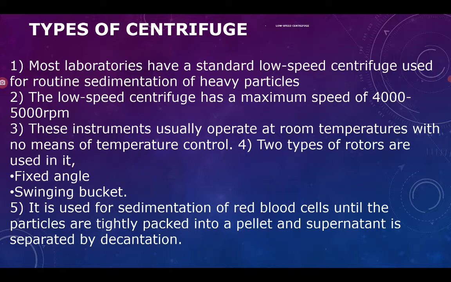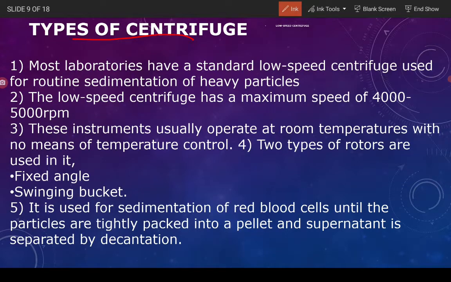Now types of centrifuge. The first is the low speed centrifuge. Most laboratories have a standard low speed centrifuge used for routine sedimentation of heavy particles. So this is the common centrifuge we use in laboratories. They don't have very high speed, they are low speed, with a maximum speed of 4000 to 5000 RPM, that is revolutions per minute. These instruments usually operate at room temperature with no means of temperature control.